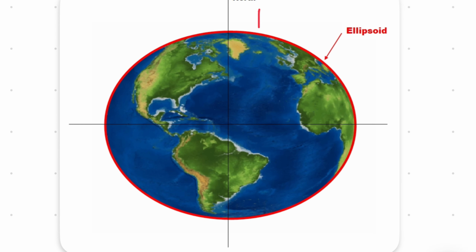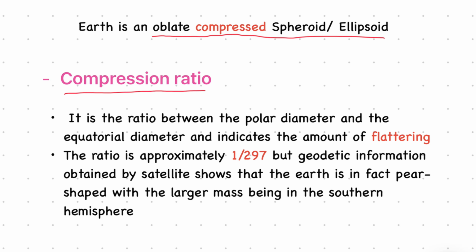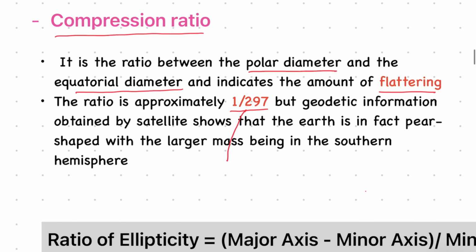As you can see, it is compressed at the poles, and this compression, this flattening of our Earth, is called the compression ratio of our Earth. It is the ratio between the polar diameter and the equatorial diameter and indicates the amount of flattening. The ratio is approximately 1/297. This 1/297 we take as 0.3% or 1/300.